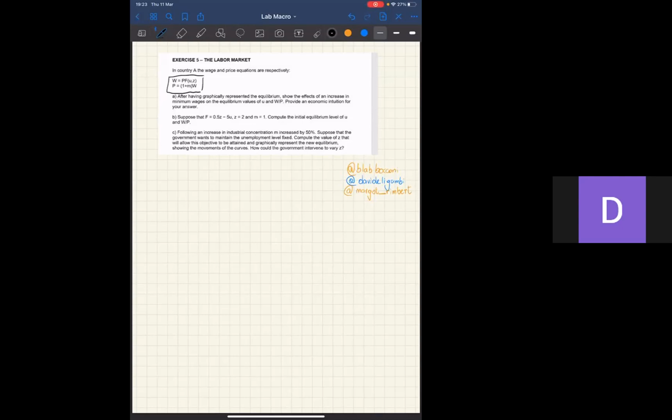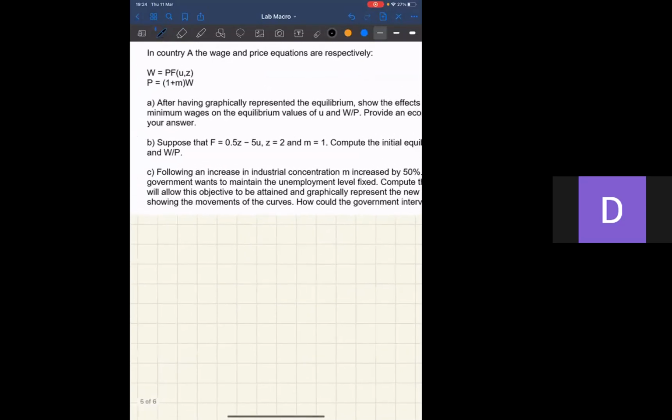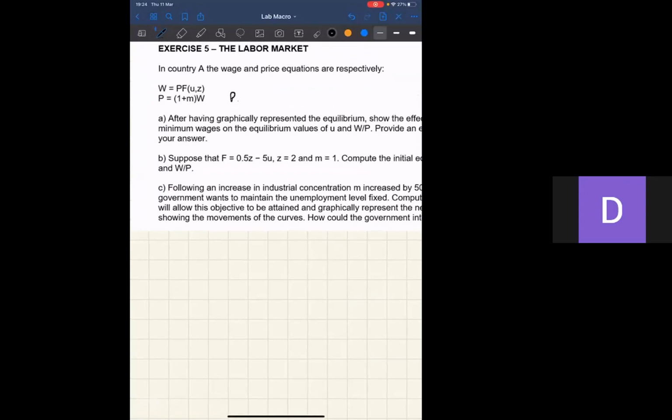So in country A, the wage is equal to the price times a function of the unemployment rate U and Z. And the price is equal to 1 plus the markup times W. And to solve the problem at our best, it is very good to check your understanding of the basic formulas. For prices, considering we're assuming there's just one good, firms are going to charge the wages times 1 plus the markup.